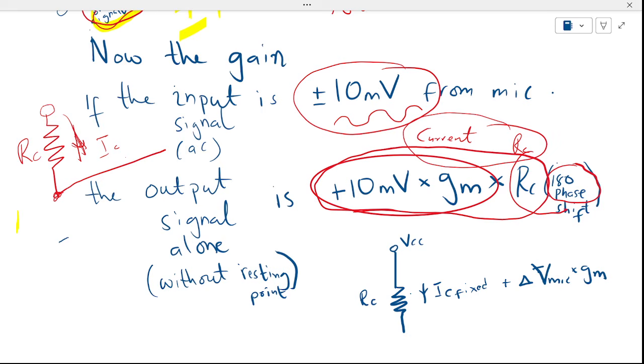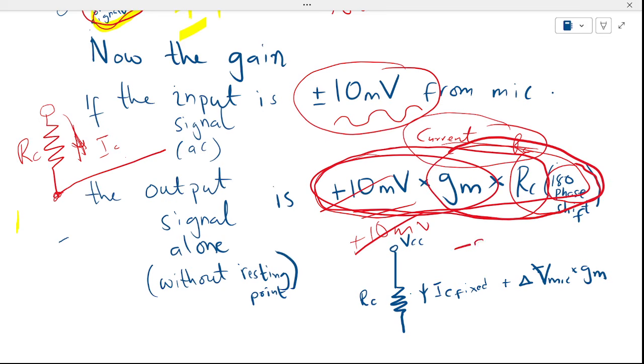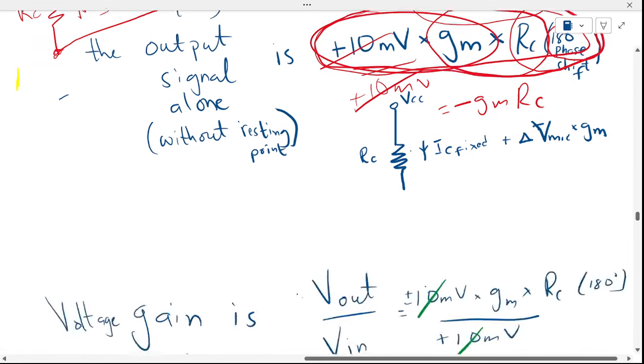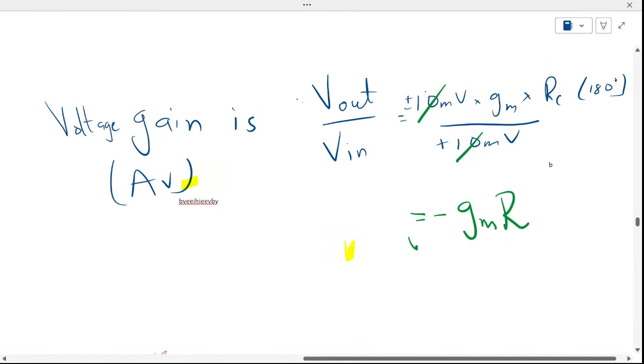So once we know the output and the input, we divide the output by the input, which is the plus or minus 10 millivolts, and the gain of the transistor with the phase shift becomes negative GM RC, which is the gain of the common emitter stage. Why we call it common emitter stage is a story for another video. So finally, we have our gain given as this.